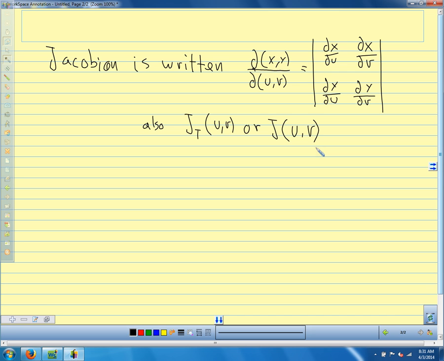And the way we think of this, so what we're doing when we change these variables, we're making a transformation. That's what this T stands for, transformation. We're making a transformation from the xy plane to the uv plane.